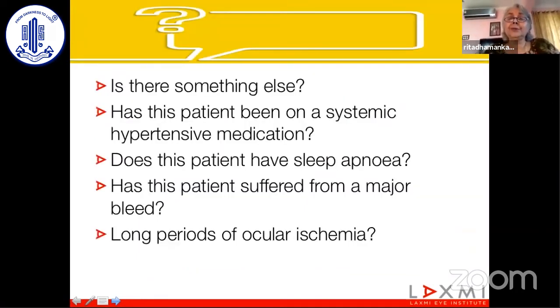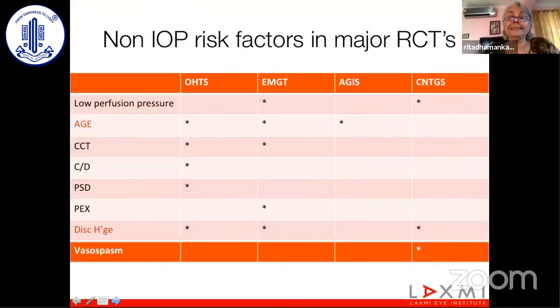So other than intraocular pressure, is there something else? Yes, and I've just said that we have to look at all these things. So you have to look whether the patient has suffered from a major blood loss, as this patient has had long periods of ocular ischemia.